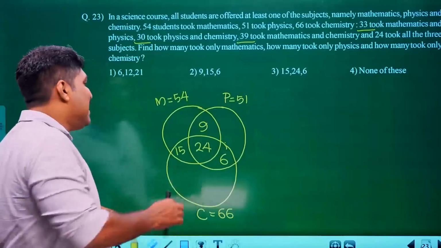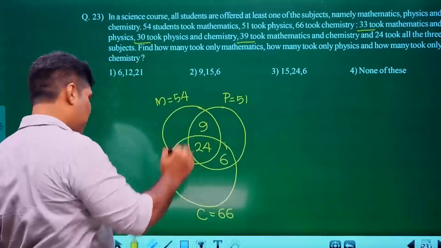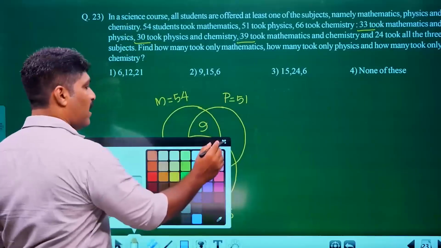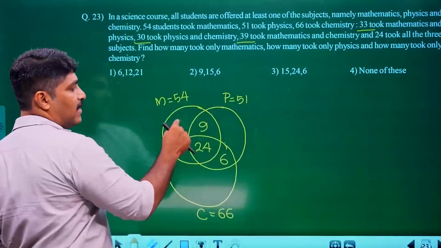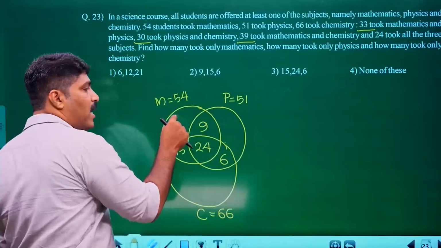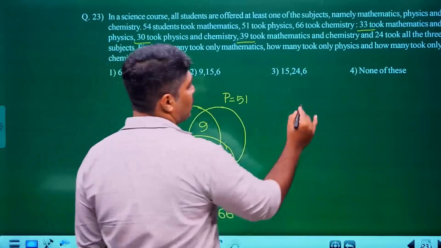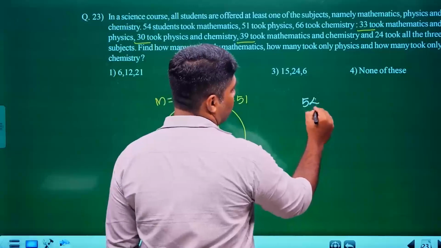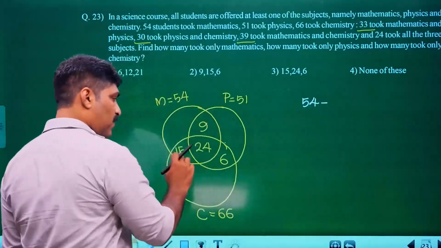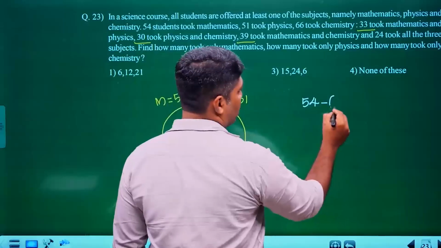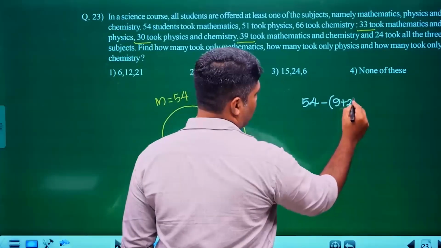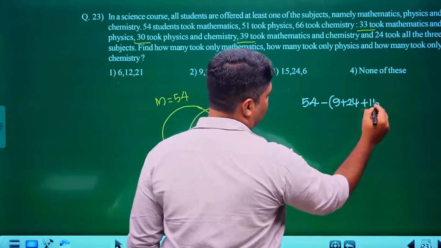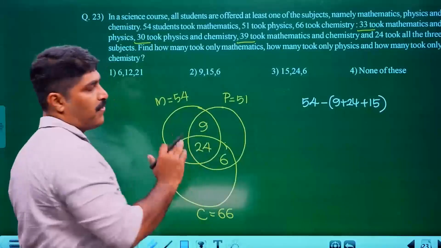Then we can easily catch the rest of the regions here. So how to find it out? For getting this one, that is the maths only region, you have to subtract the sum of these 3 values, 9 plus 24 plus 15, from 54.